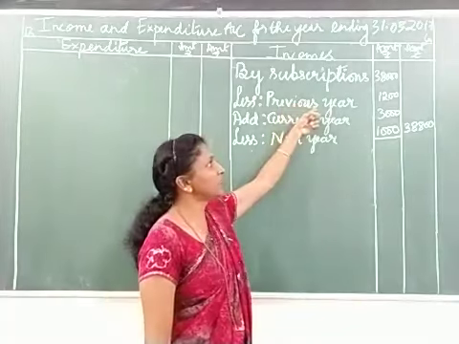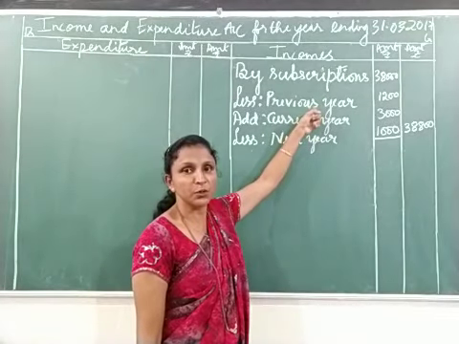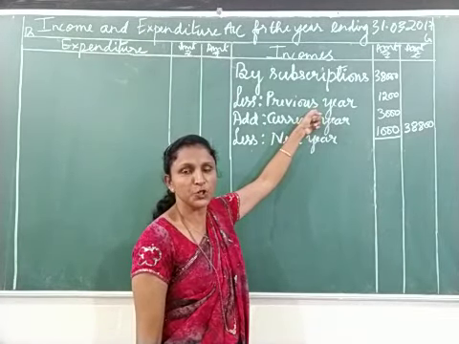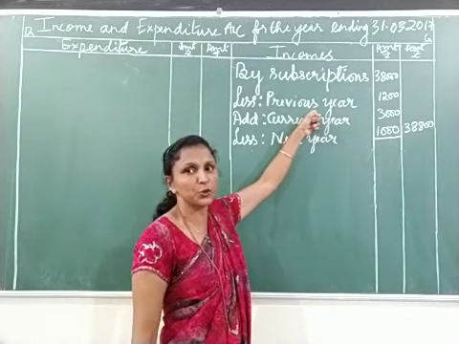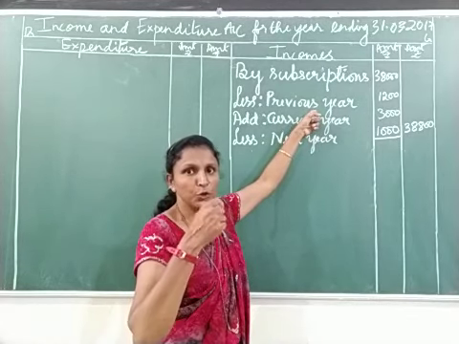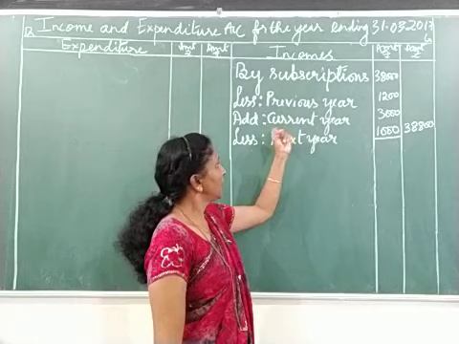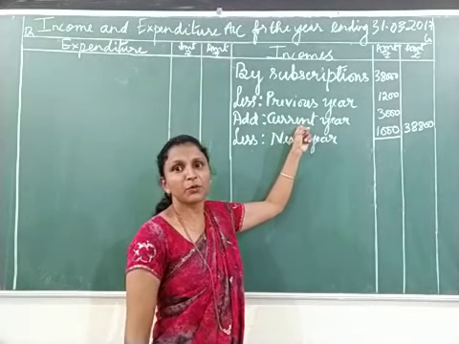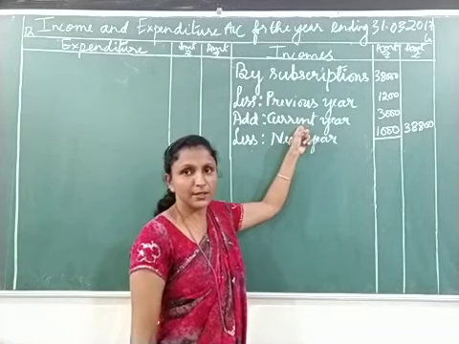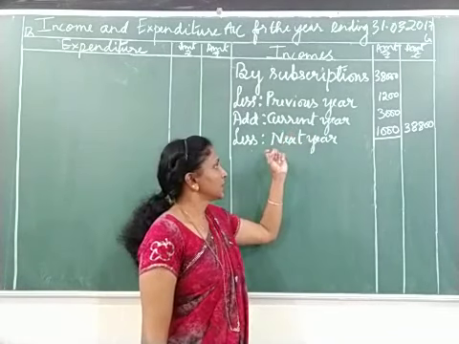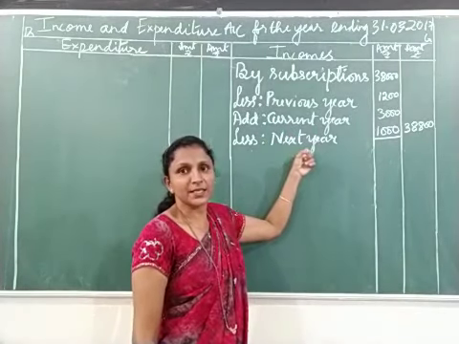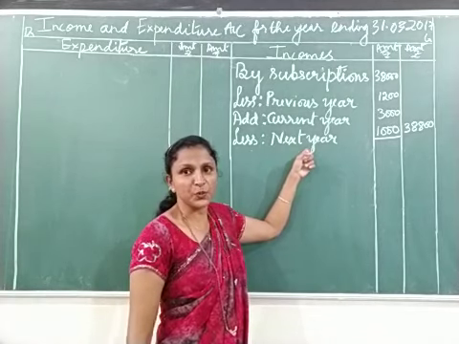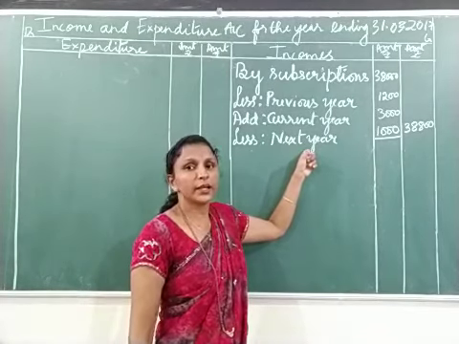Next, this was the previous year balance sheet. There was outstanding subscription 1,200. Put a tick mark to that also. To each item you put the tick mark. Next one, add current year. That was in adjustment number 1. That is over. Put the tick mark. Then next, less prior year. That is the second adjustment. So there also put a small tick mark.